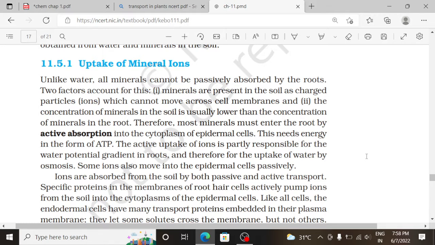Minerals are present in soil as charged particles, that is ions, which cannot move across the cell membrane. And second, the concentration of minerals in the soil is usually lower than the concentration of minerals in the root. Therefore, most minerals must enter the root by active absorption into the cytoplasm of epidermal cells. This needs energy in the form of ATP, adenosine triphosphate.